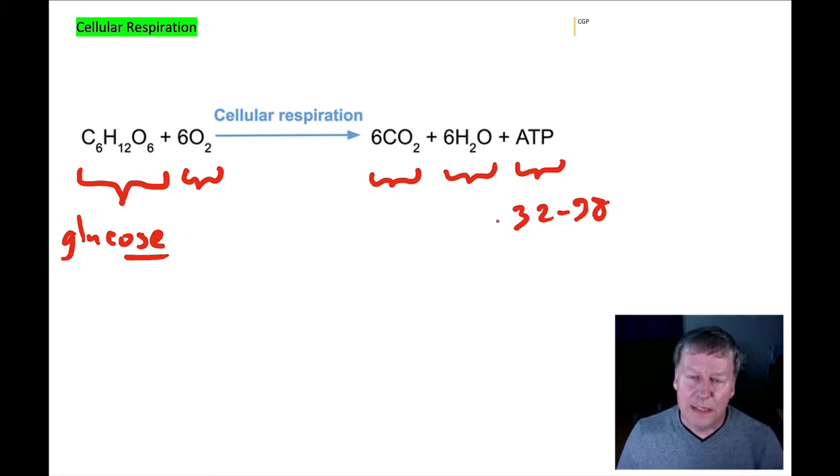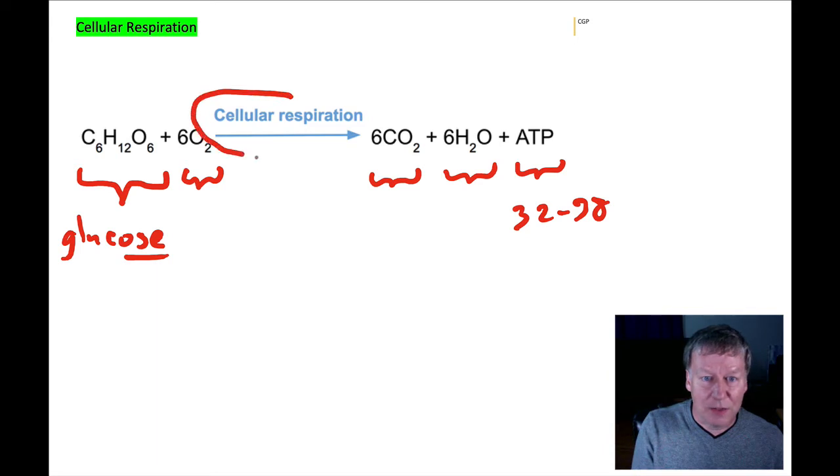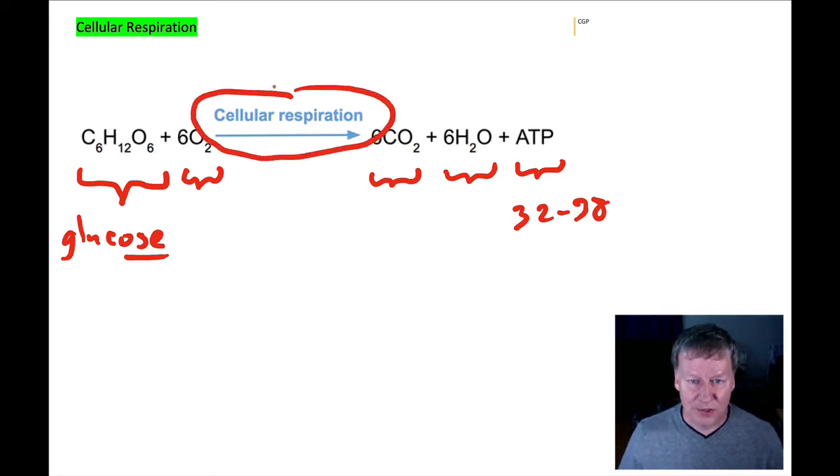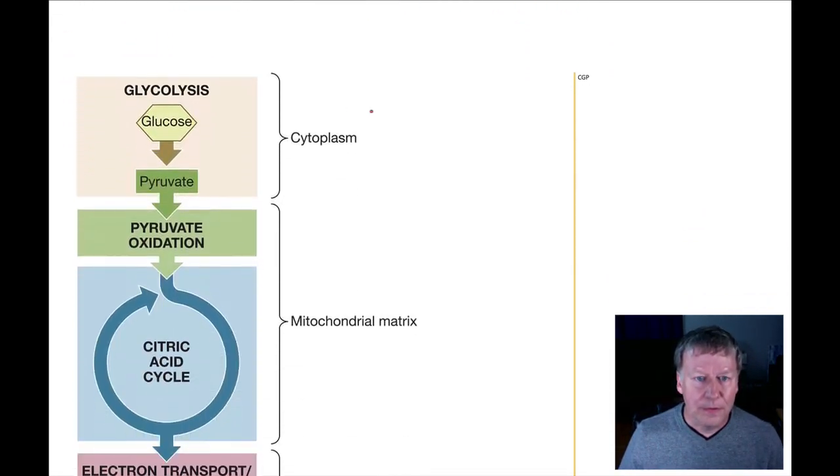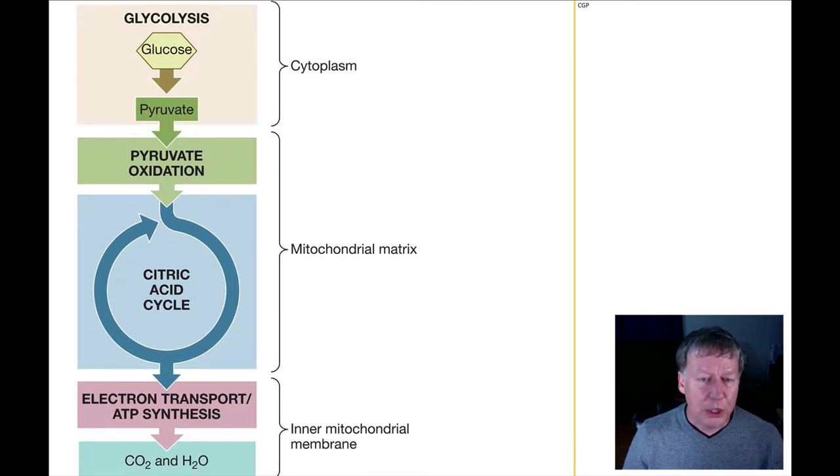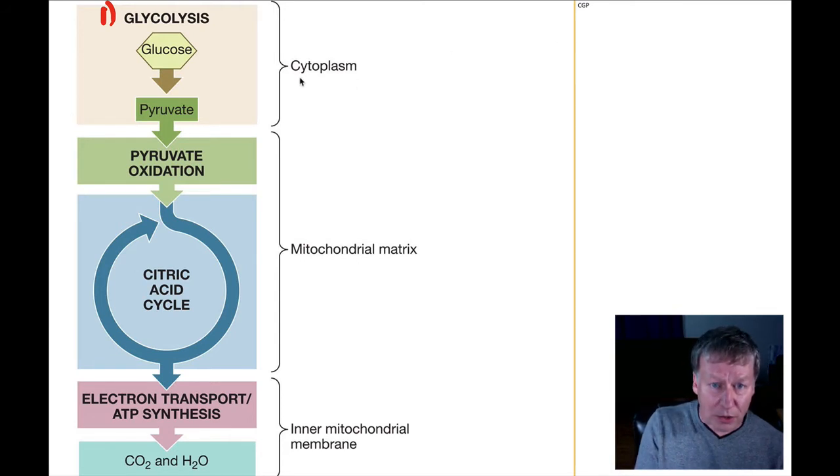So let's take a look and see how this is going to happen. What actually is occurring in this cellular respiration step where this arrow is? Cellular respiration can be broken into a series of steps. The first step is called glycolysis. Glycolysis occurs in the cytoplasm of the cell, so it does not occur inside an organelle. It occurs in the cytoplasm.